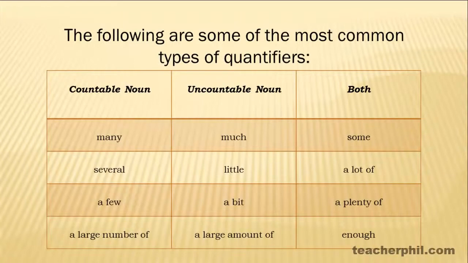For countable nouns, we have many, several, a few, and a large number of. For uncountable nouns, we have much, little, a bit, and a large amount of. For both countable and uncountable nouns, we have some, a lot of, a plenty of, and enough. Notice that for countable nouns, we use a large number of, while for uncountable nouns, a large amount of.